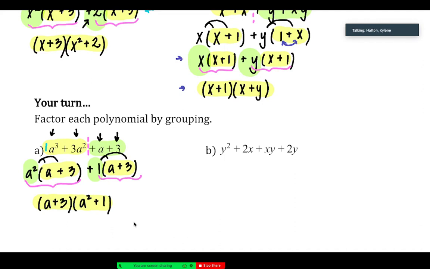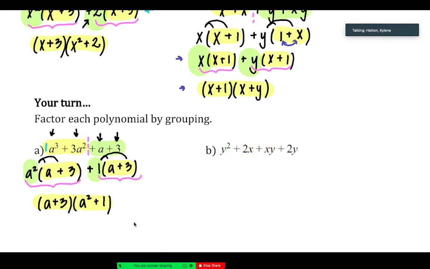And then for B, y squared plus 2x plus xy plus y. If I were to break this apart right now, just looking at those first two terms, there's not really a common factor there other than 1. It's not really a good starting point. It might be good to make sure your x's are together in a pair, because there's definitely only 2 terms that have an x in it. So these 2 can be a pair, and then these 2 can be a pair, and we just need to figure out the best way to reorder them.